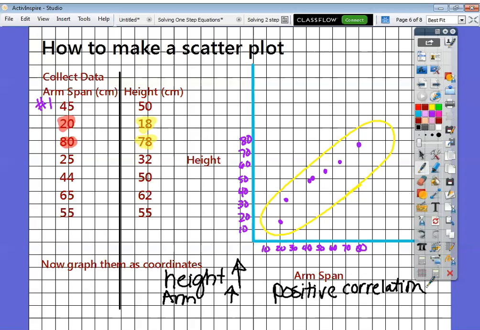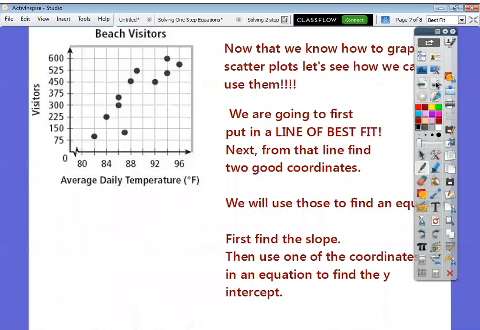Okay. All right. So now let's talk about using these. Now we know how to graph a scatter plot. Let's see how we can actually use them to answer questions about different things. Before we get started, however, I want you guys to look at this. If you see right here, I have that right there. That's called a breakpoint.